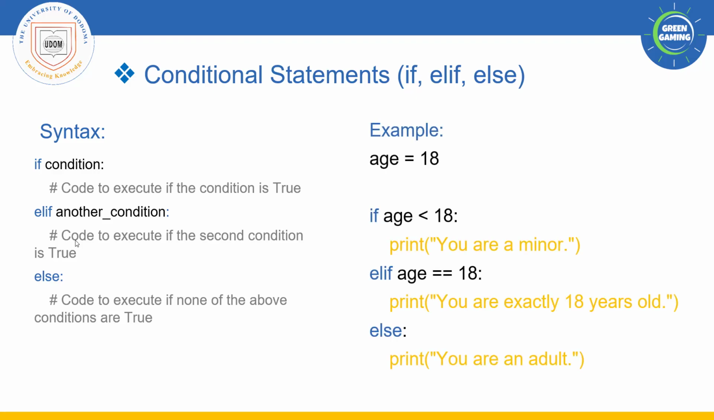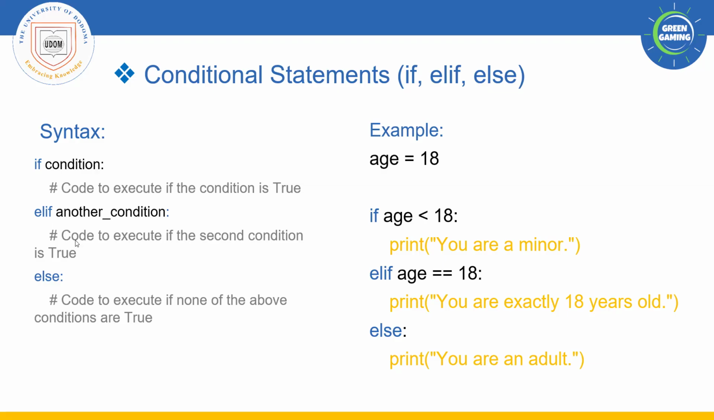So this is an example. I have an age variable which is 18. If age is less than 18, then I can print you are a minor. If the age is equal to 18, I can print you are exactly 18. Otherwise, else, I can print you are an adult. So that is control structure.